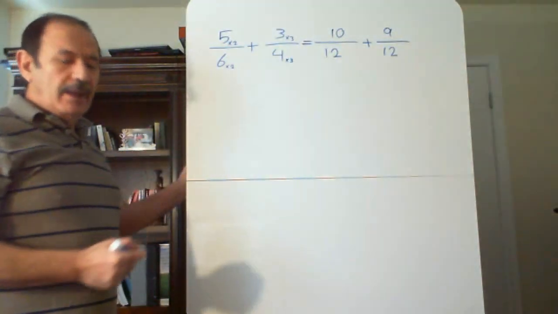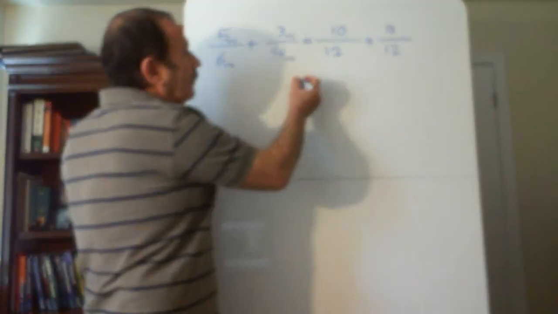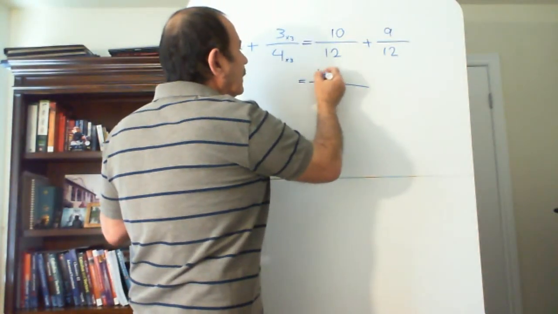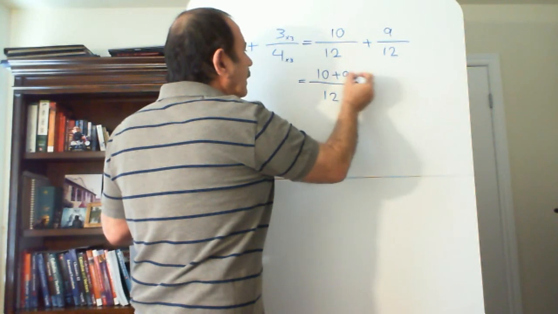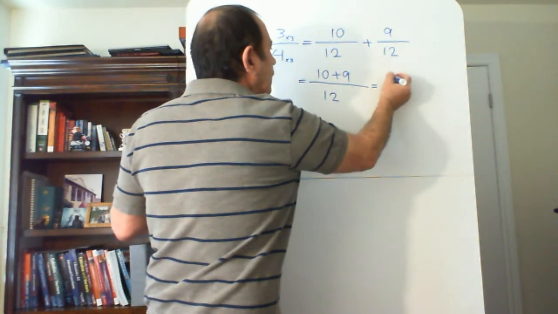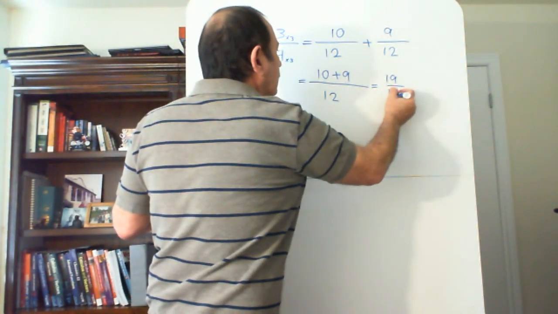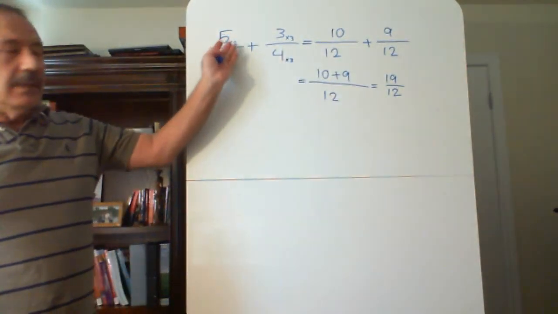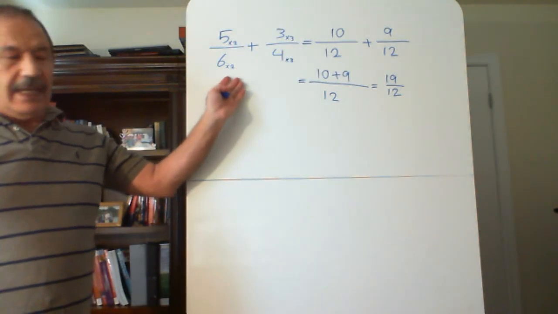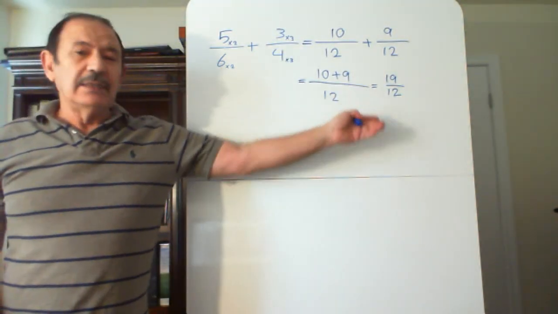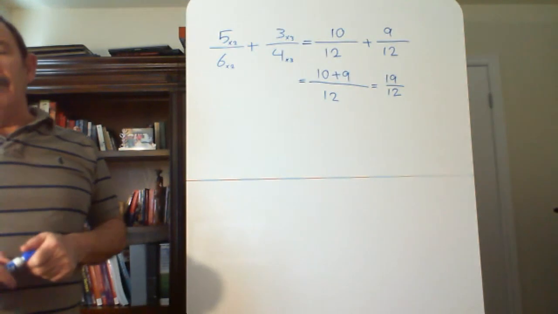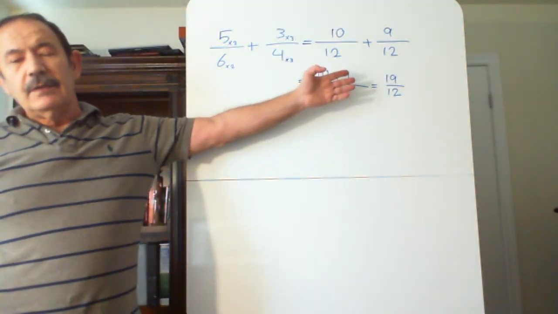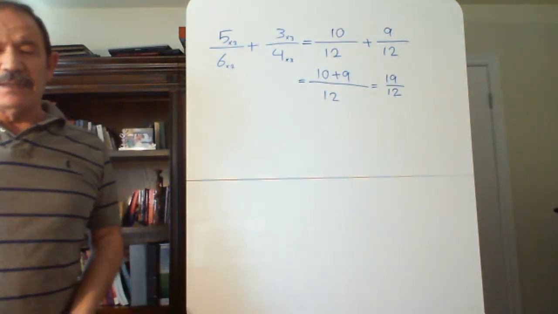So, we have the same denominator. Write the same denominator and add the numerators. 10 plus 9 is 19 over 12. Okay. Now 19 over 12 is the result of the addition of these two fractions. But as you see, 19 over 12 is an improper fraction, and as you remember, we always need to convert the improper fraction to a mixed number.